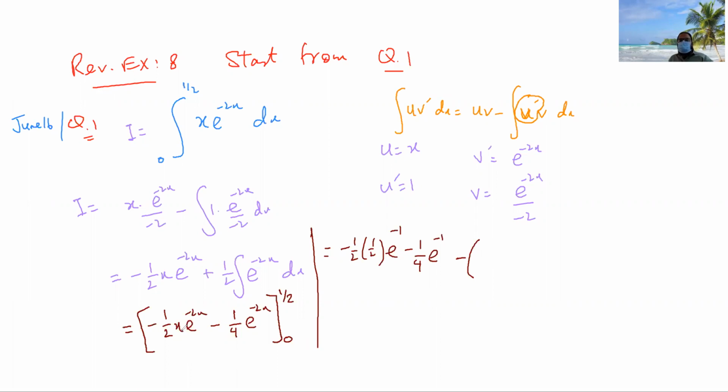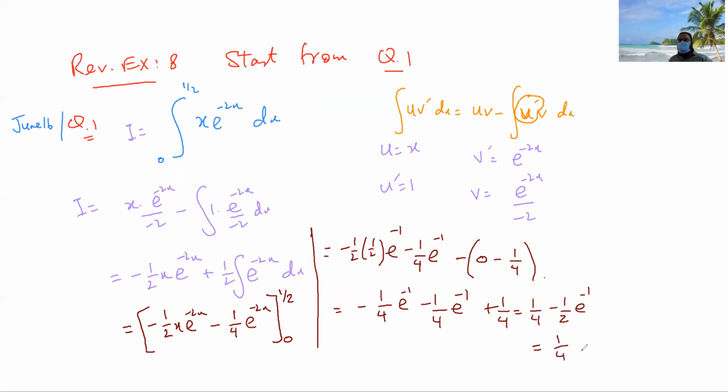So this is going to be 0 because x is 0, all of this is going to become 0. So we are left with 0 minus a quarter here. Okay? So we have minus half e raised to power minus 1 minus 1 quarter e raised to power minus 1 and plus 1 over 4. This gives me 1 over 4 minus half e raised to power. You can leave your answer up to this. Or if you want, you can write it as 1 over 4 into 2 plus 1 over e. Maybe you can give your answer like this as well.